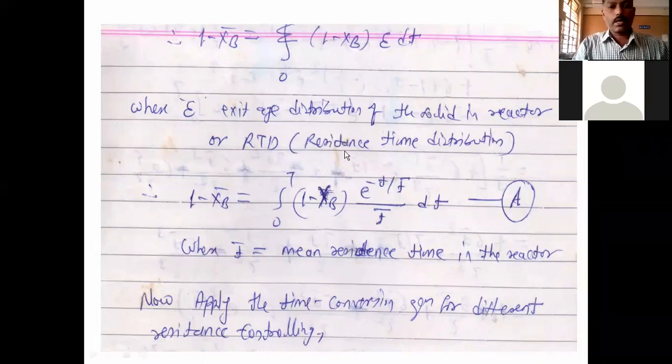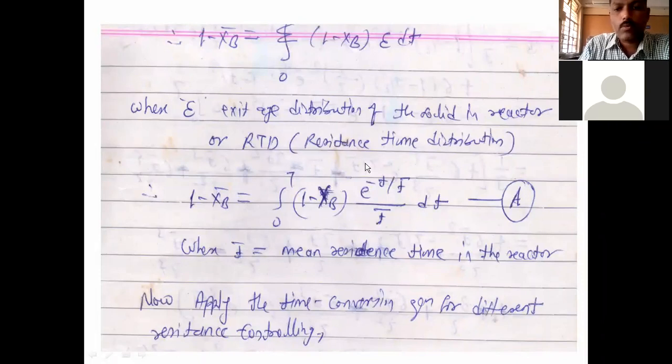This residence time distribution, we can measure this RTD. So 1 minus xB bar equals the integral from 0 to tau of 1 minus xB into E, where E is e raised to minus T upon T bar, into dt. What is T bar? That is the mean residence time in the reactor. T is any time, so at any time we can calculate this mean conversion of the particle. Suppose for a single particle we know this xB, and the residence time T bar, then we calculate the xB bar.